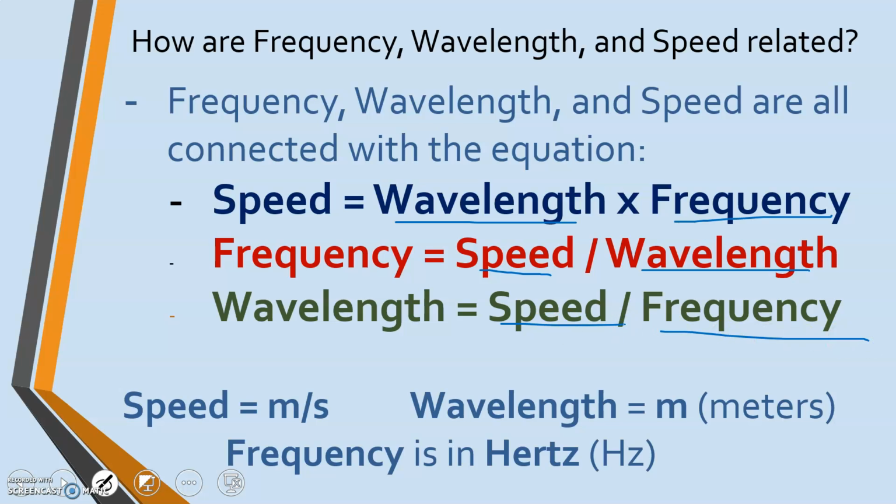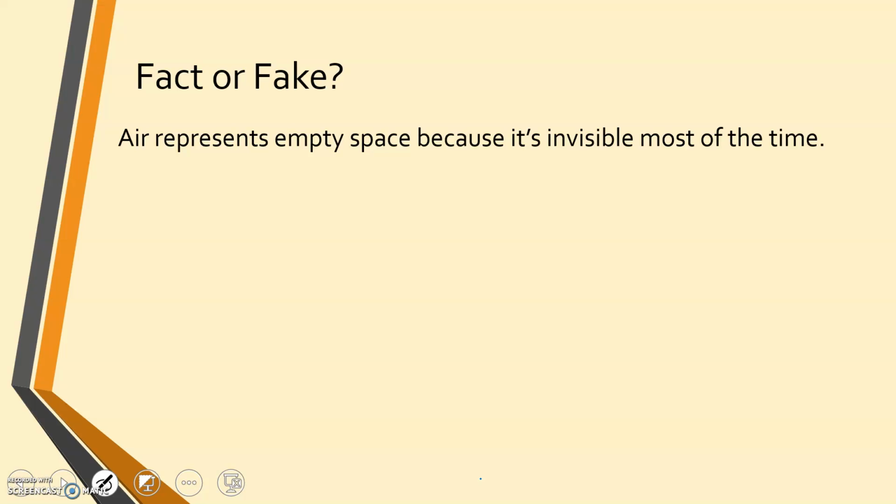So speed, as always, is measured in meters per second. Wavelength, because it is a unit of distance, is going to be measured in meters. And frequency, which is our new one, is measured in hertz. And hertz can be written as Hz.